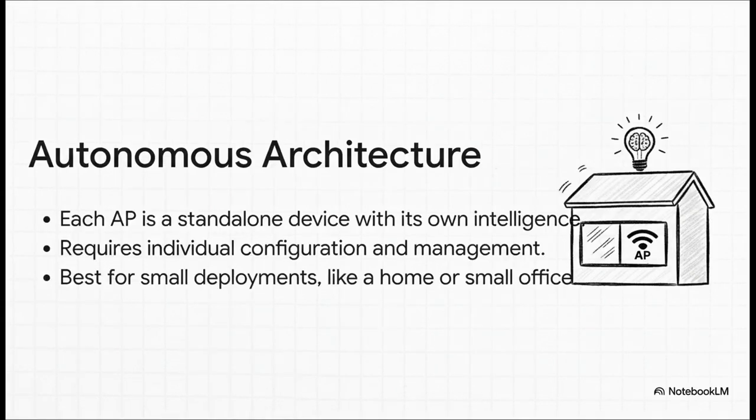All right, first up is the autonomous architecture. This is your classic independent coffee shop. The manager, which is the AP itself, is really smart. We call it a fat AP because it has all the intelligence built in. It runs the whole show. You configure it all by itself, and it just does its thing. This is perfect for your house or tiny office, but try to manage 100 of these? Yeah, it just doesn't scale.